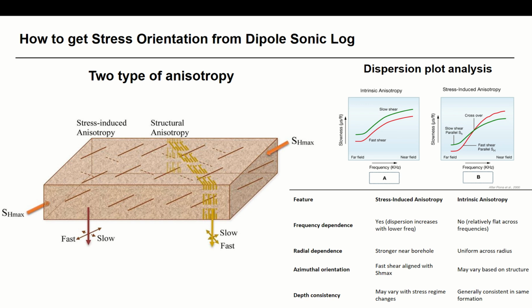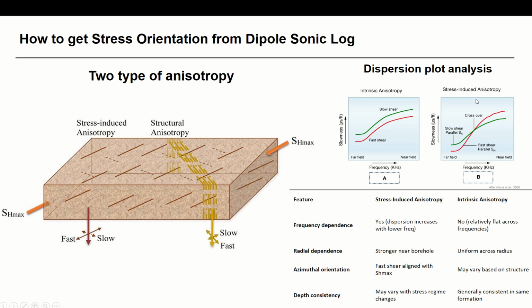But the question is, after confirming the existence of anisotropy, is it enough to get the maximum horizontal stress direction or not? We have now checked that there are two kinds of anisotropy. There is anisotropy due to the rock itself, which is due to the structure of the rock, and there is a second kind of anisotropy, which is stress-induced anisotropy. We have to check whether this anisotropy is intrinsic or stress-induced.